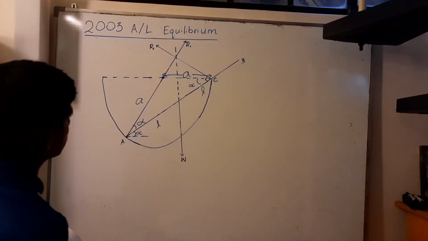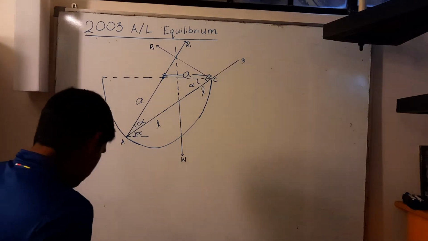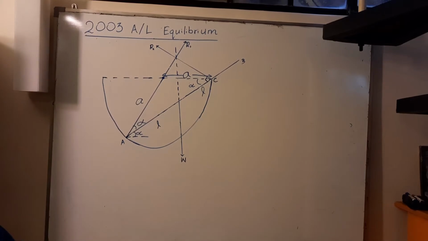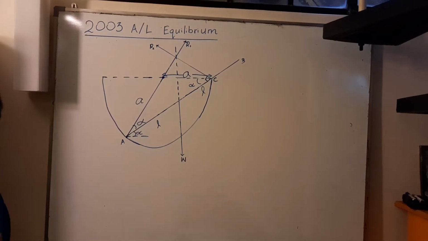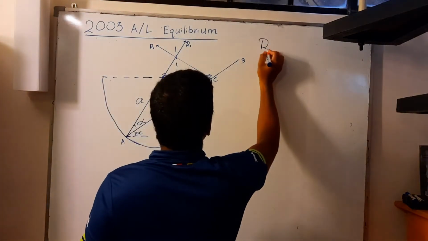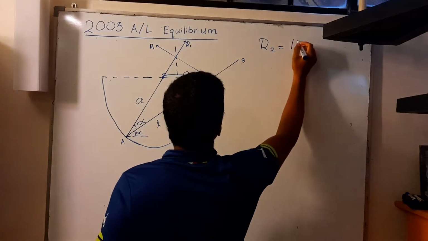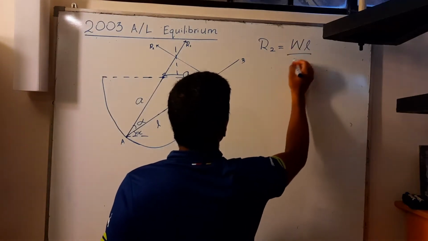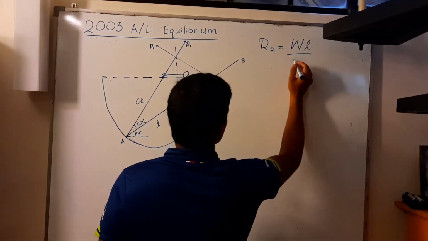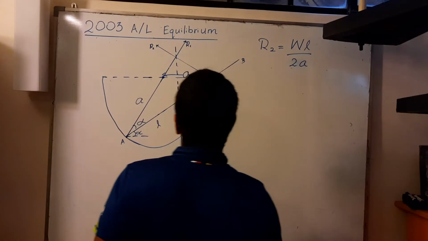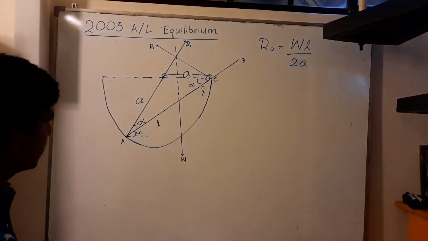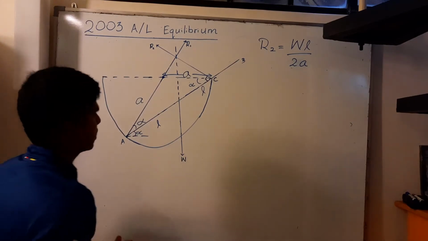So now we can get straight into the question. First of all, they say by taking moments about A, show that the reaction at C is of magnitude WL over 2A. So basically what we need to do is show that R2 equals WL over 2A. They've given us a small hint: they've told us to take moments around A in order to do that. So we can start off by doing that.